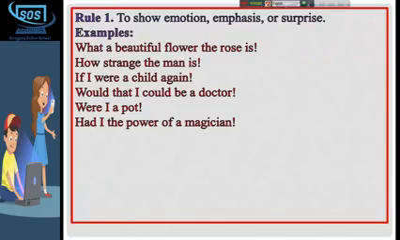Here are some examples. What a beautiful flower the rose is! How strange the man is! If I were a child again, would that I could be a doctor! Were I a poet, had I the power of a magician! All are exclamatory sentences. So after an exclamatory sentence, we definitely use exclamation marks.